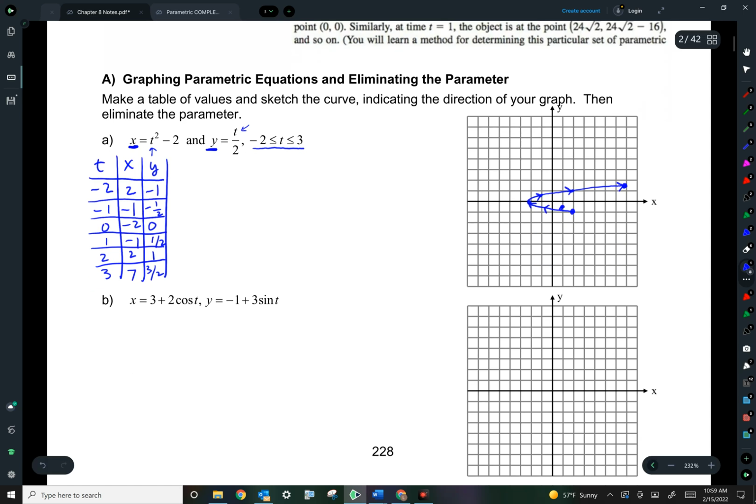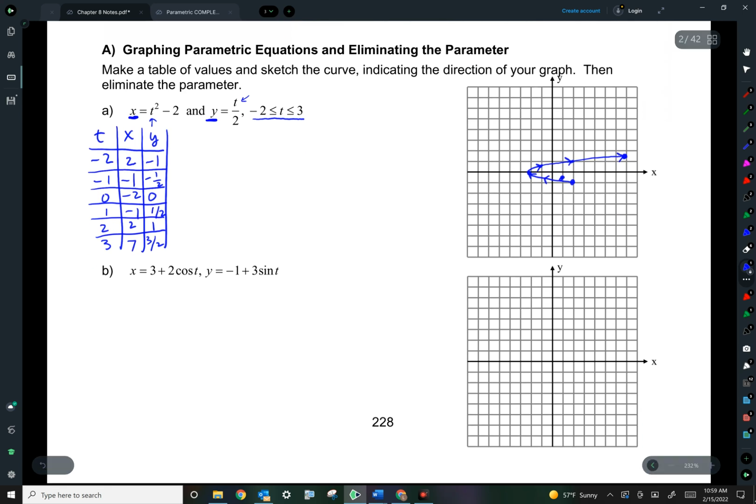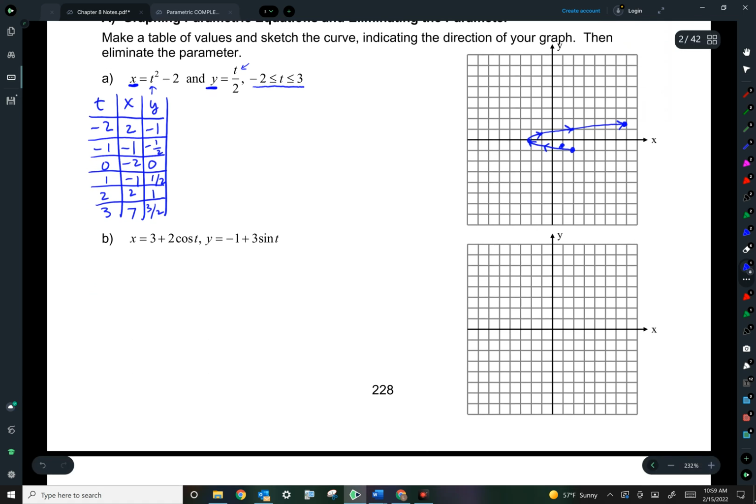Okay, let's try another one. Letter B. So I'm going to do the same thing. I'm going to set up my x and y equation. X and y, and it's all going to be based on t. And this time they don't tell me parameters for t. So how about we talk about a full circle, 0 to 2 pi.